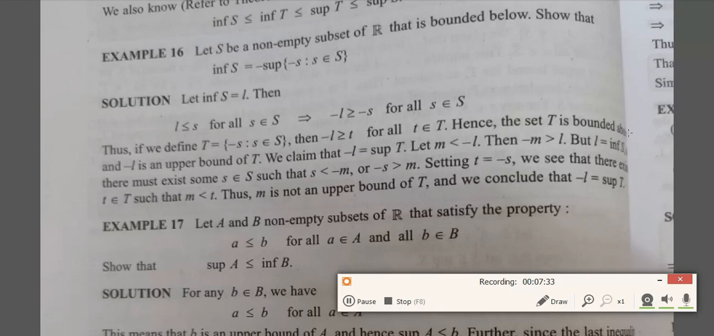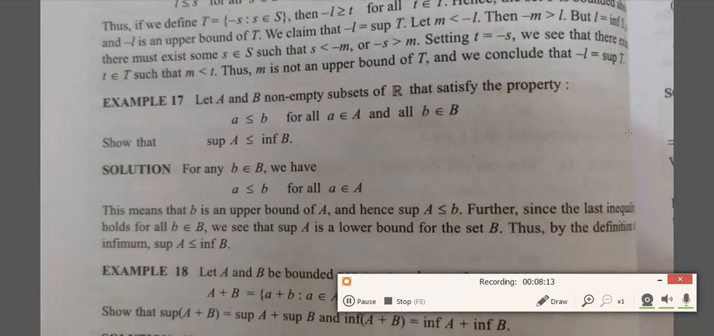Let M be less than minus L. Multiplying by a negative sign, we get minus M is greater than L, but L is equal to the infimum of S. So there must exist some number s in the set S such that s is less than minus M, or minus s is greater than M. Setting t equal to minus s, we get that there exists some number t such that M is less than t. Thus this number M is not an upper bound of the set T. We conclude that minus L is the supremum of T.